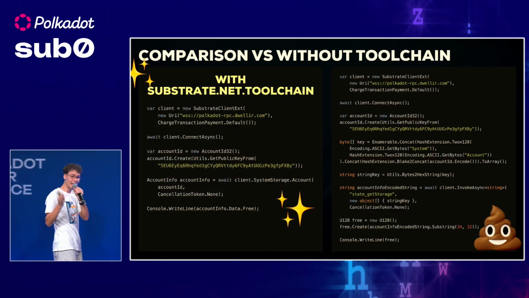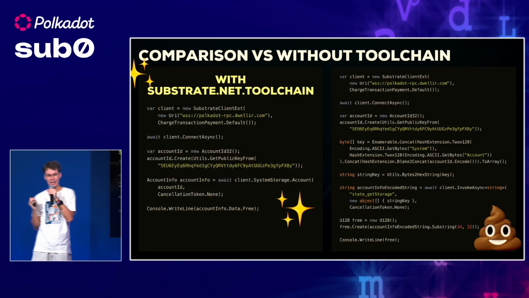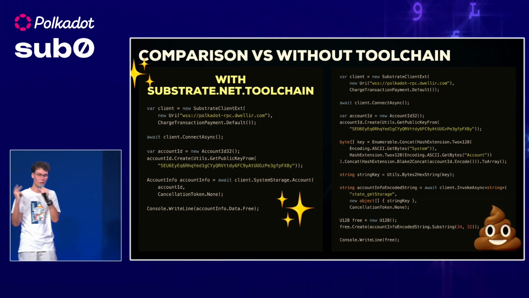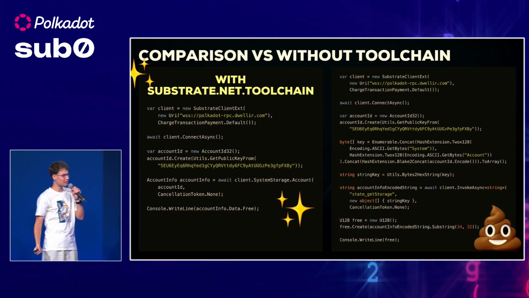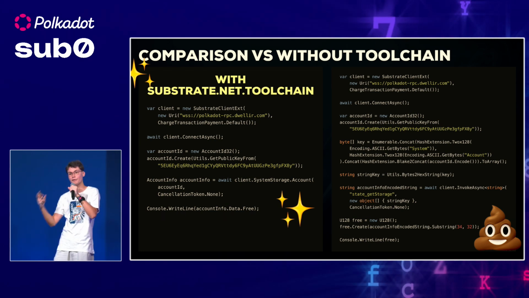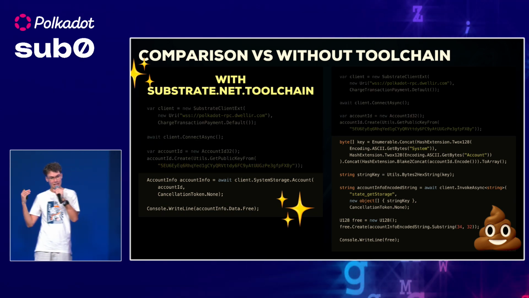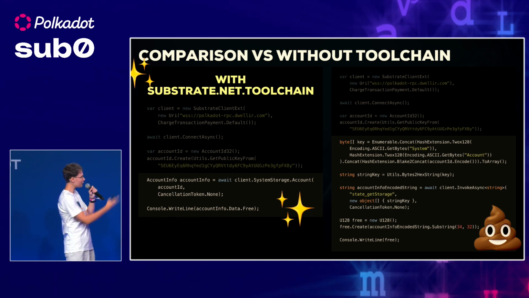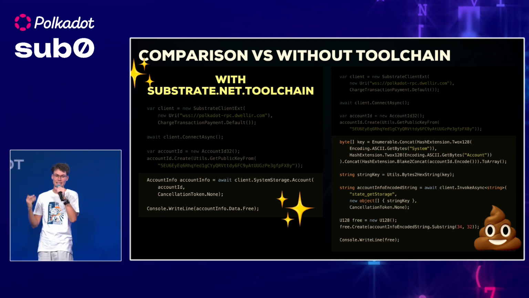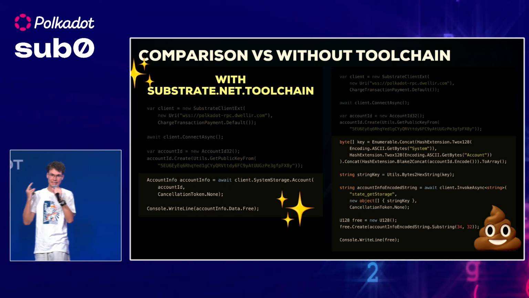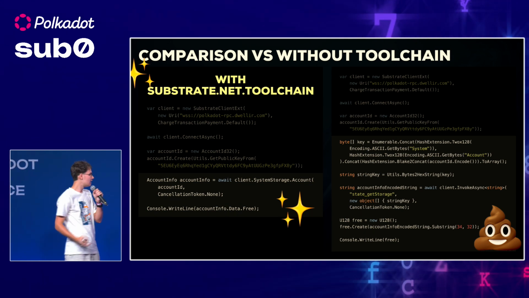Okay, and I tried to challenge myself. I tried to query my balance. I did it twice, once with the sub0.net toolchain code generation, and the second time without it. At first glance, you can easily notice that with the sub0.net toolchain, it's not only cleaner and simpler, but the code is also much, much safer.